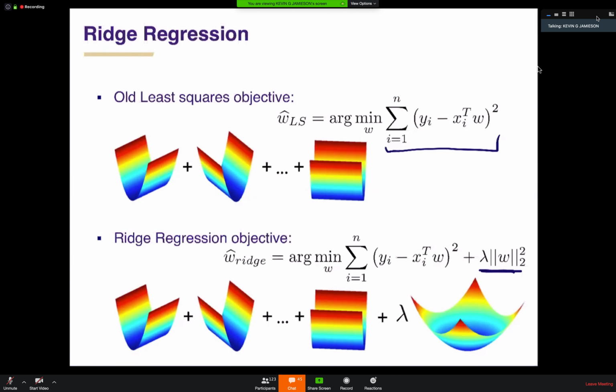Because given all possible W's, they all fit the training data the same. I want to pick the one that has the minimum norm, which is a very reasonable thing. This is essentially what ridge regression is doing. It's penalizing W's that have very, very large norm.